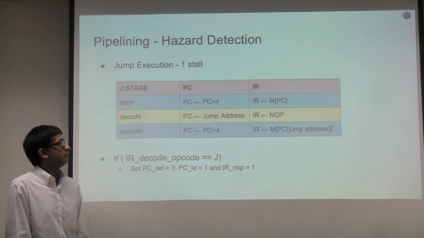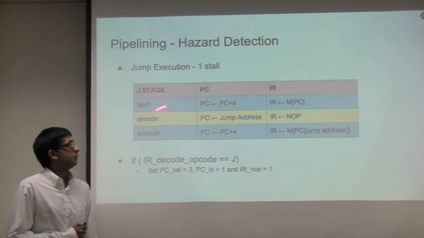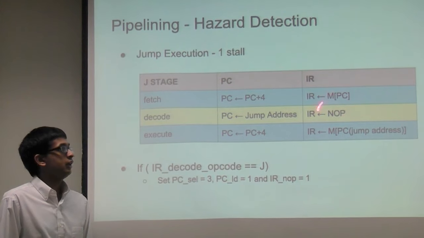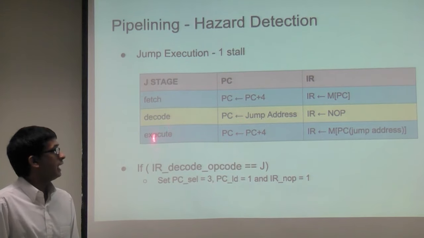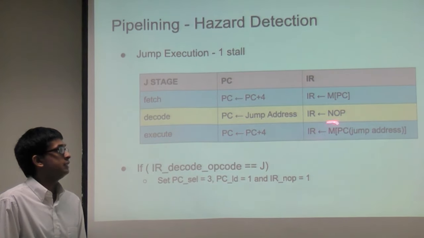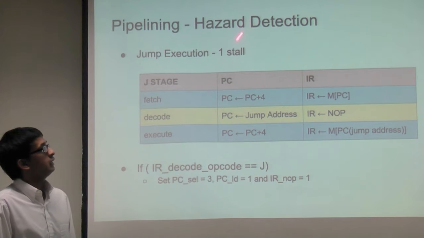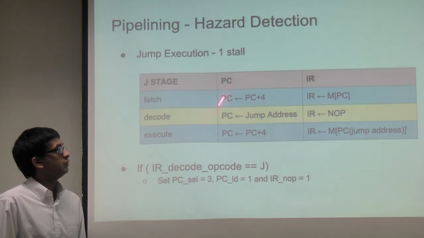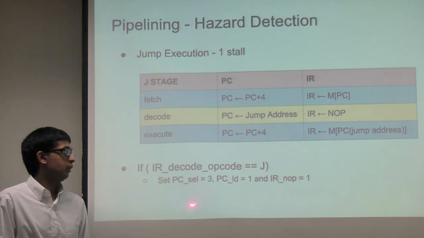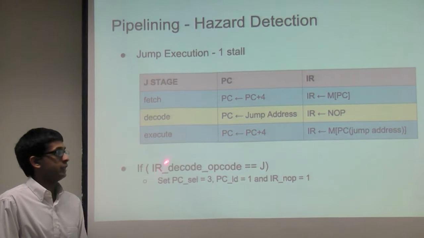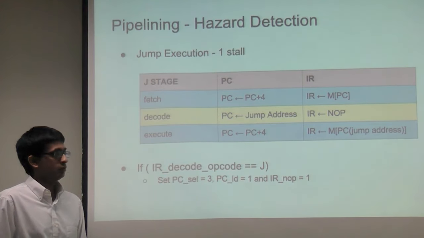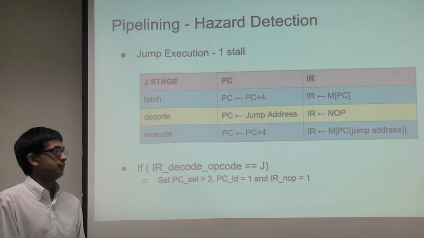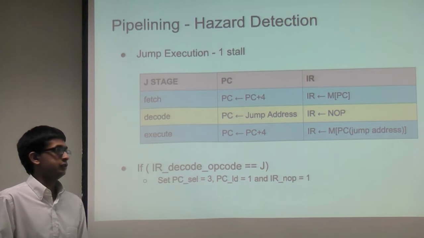Moving on to how the jump is executed. Basically, during decode, the PC changes, and it also sets the IR to no-op, so that no other instruction will execute afterwards until the execute phase, and it actually resumes once you hit the execute phase. And this jump only has one stall using this approach. How our logic works is that all you need to do is check if the IR decode opcode is a jump, then you set these specific controls, as well as the default controls to the pipeline registers.